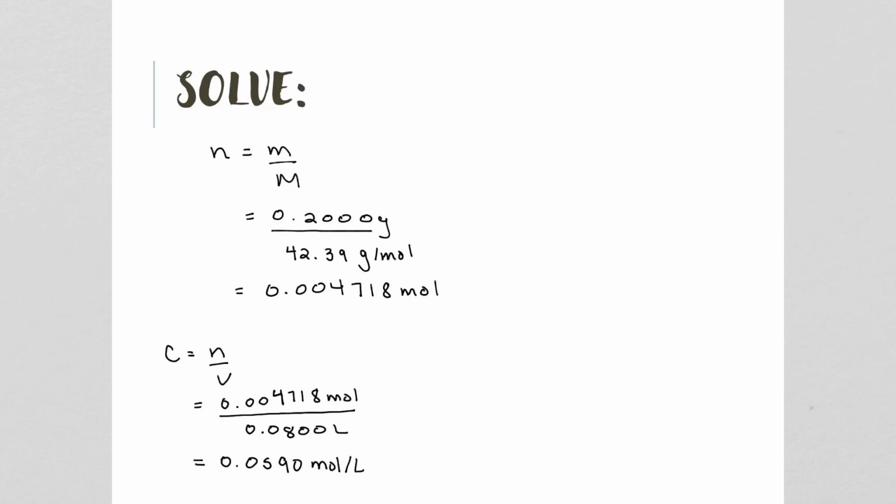So as you can see, if you're given the mass of solute and the volume, you'll have to do a two-step process. So first find the moles and then find the concentration. And you can do that using triple peaks.